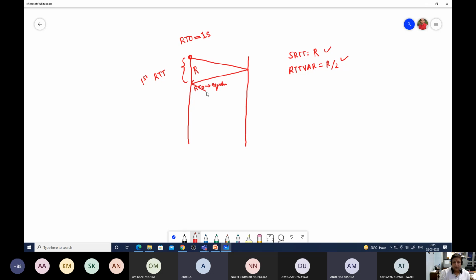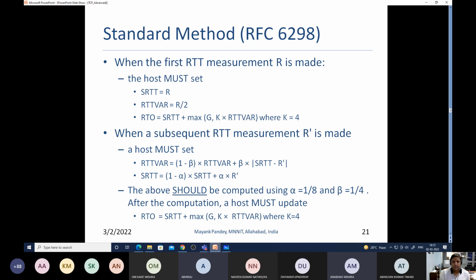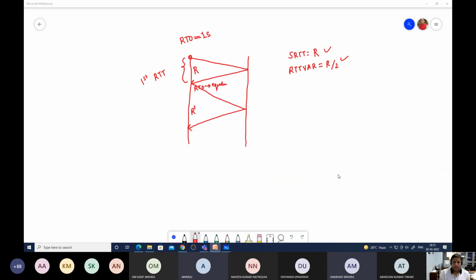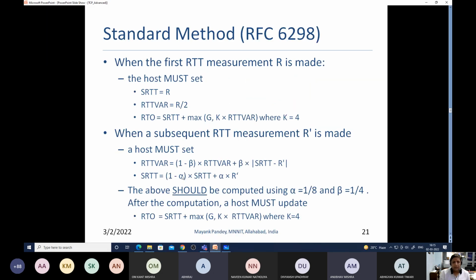After setting the RTO, you send the packet again, and you get another RTT, which is R dash. When you get another RTT, RTTVAR you need to calculate. So for RTTVAR, we have the equation: 1 minus beta into RTTVAR. So you are calculating RTTVAR for the next round. Fine. 1 minus beta RTTVAR. अभी RTT var क्या है? क्या है अभी RTT var?